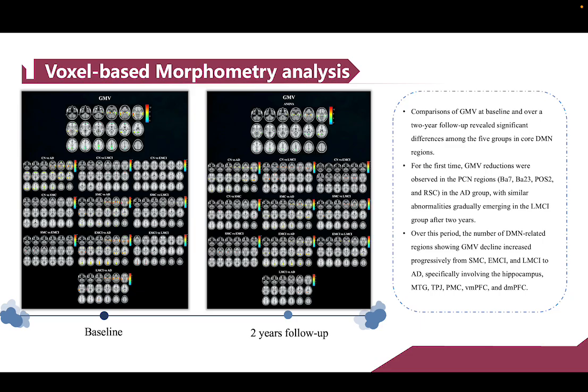In the VBM analysis, we found that GMV reductions in PCN-related regions initially manifested in the AD group. Over the course of the 2-year follow-up, aberrant GMV in PCN-associated regions also gradually emerged in the LMCI group. Across the 2-year period, the number of DMN-related regions exhibiting GMV decline progressively increased along the continuum from SMC and EMCI to LMCI and AD groups.